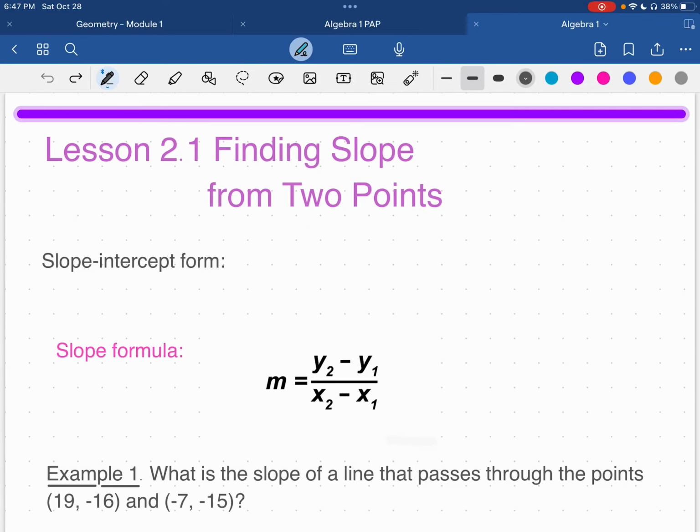Today's lesson is lesson 2.1, Finding Slope from 2 Points. Let's go ahead and start with the slope-intercept form of a line. f of x is equal to mx plus b. Today we are going to talk about the slope of that line, which is what the variable m stands for.